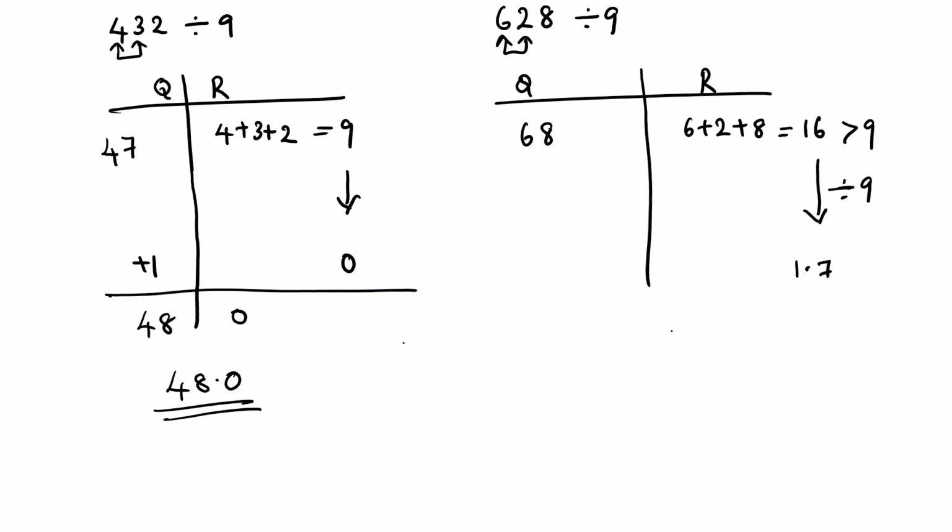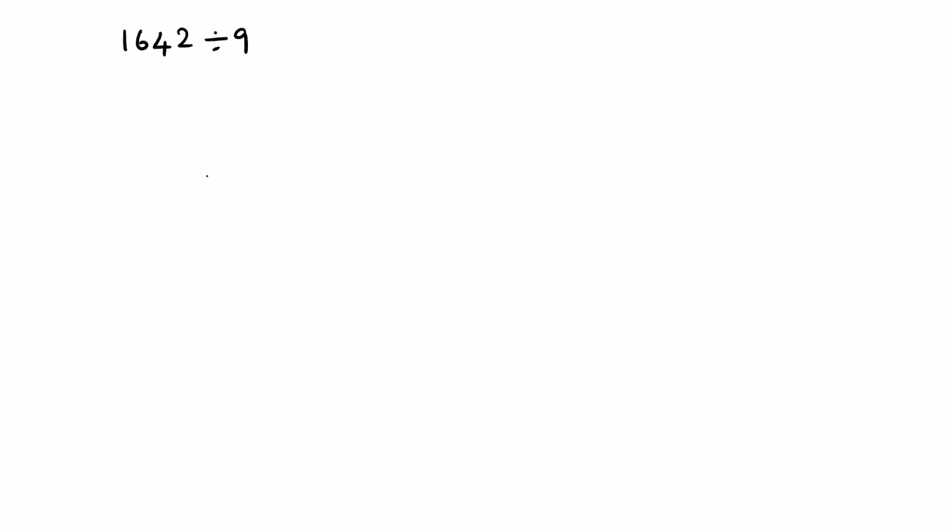I have written without writing quotient and remainder. Now you have to add this 1.7 with 68, right? So 68 plus 1.7, which is nothing but 69.7. Let's take an example of a 4-digit number. It's the same method, okay?